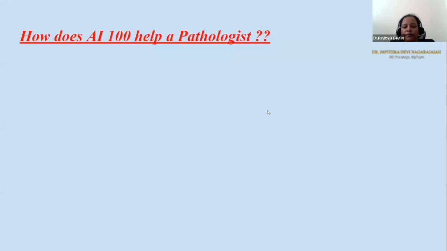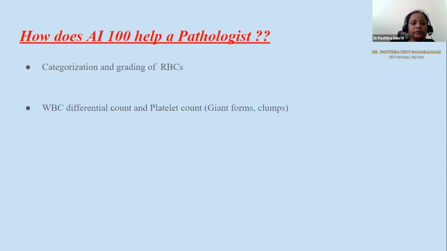So this is how AI is coming to the help of a pathologist. It is categorizing and grading our RBCs, so there is no confusion whether it is a microcytic or a macrocytic or a dimorphic picture. It is giving you the visual evidence and making the pathologist's work easier. It provides you the WBC differential count and platelet count, which will include Jane forms and clumps. Because the visual evidence is provided, the pathologist can report with more confidence.